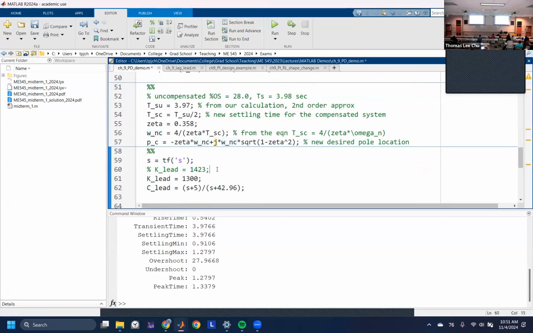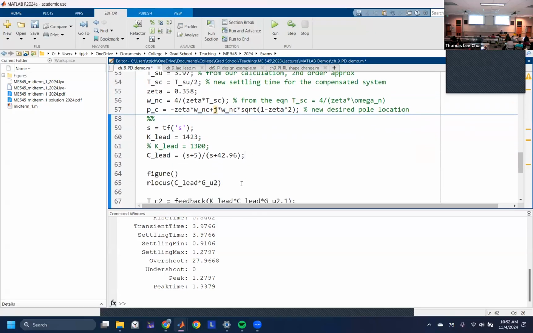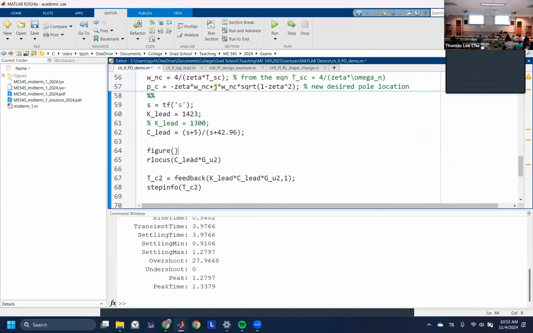Now, in our calculation, we found that K lead equal to 1,423 was what we wanted for 30% overshoot and half of the uncompensated settling time. We added a pole and zero at -5, and we added a zero at -5 and the pole at -42.96. So then we multiply our C lead by our uncompensated system. Notice here I leave the gain out, because if we don't do this by hand, we can actually calculate the gain we need. It'll make more sense if I just show you.